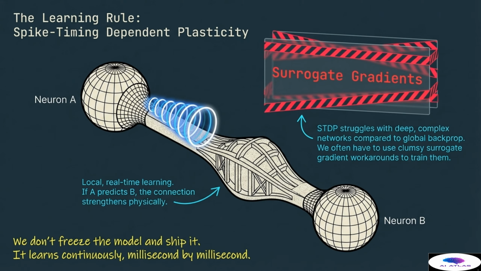We are moving away from static algorithms toward dynamic, living hardware that improves the more it is used in the real world. This continuous learning is essential for robots operating in unpredictable environments where they cannot rely on a pre-trained model. By allowing the hardware to learn on the fly, we create machines that are truly resilient and capable of adapting to new challenges as they arise.